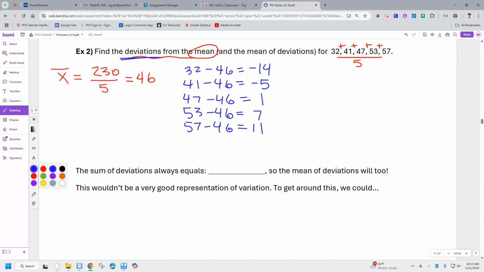But then in parentheses, it says find the mean of the deviations. So if I wanted to find the mean of the deviations, add up those numbers and divide by 5. Well, when I add up those numbers, negative 14 plus negative 5 plus 1 plus 7 plus 11, that adds up to 0. And so the mean of the deviations would be 0 divided by 5 is 0.